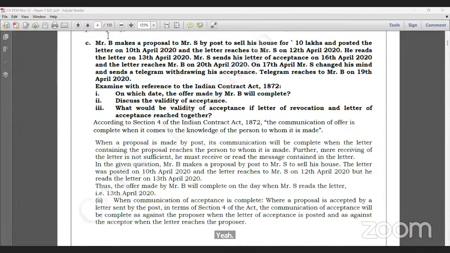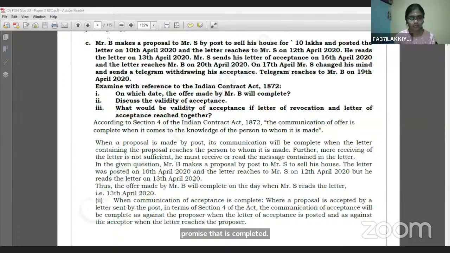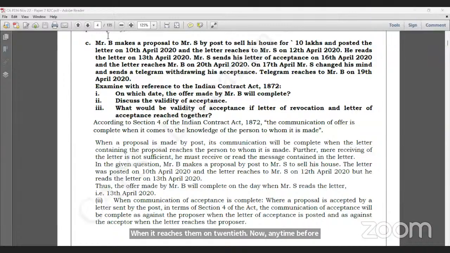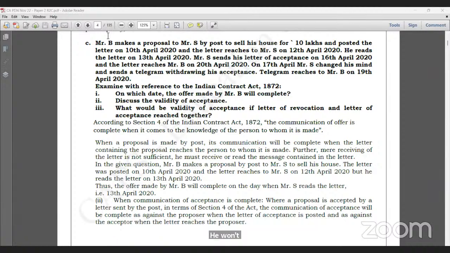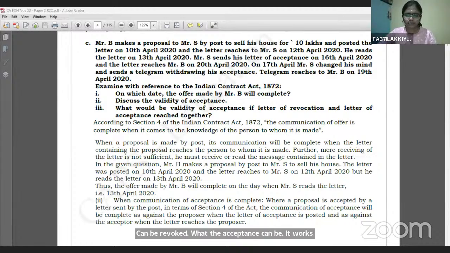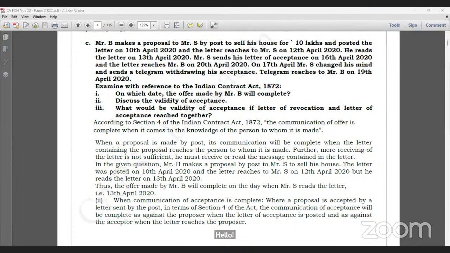Now, anytime before 20th, the acceptance can be revoked. So since the telegram reached on 19th, before the acceptance was completed, because the acceptance on behalf of the promisee was completed only on 20th, yes or no? Yes. Therefore, the acceptance can be revoked. So remember, 12th and 13th are the offer being completed. 20th is the acceptance being completed. But since the acceptance is not completed and before that the revocation is sent, this acceptance can be revoked.